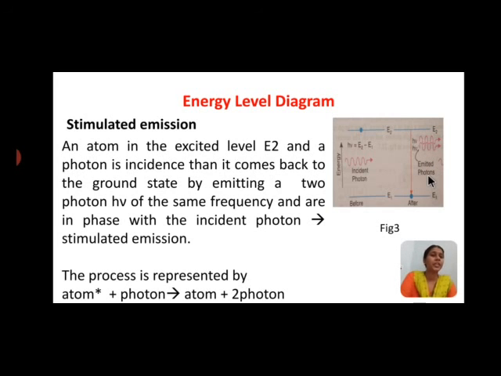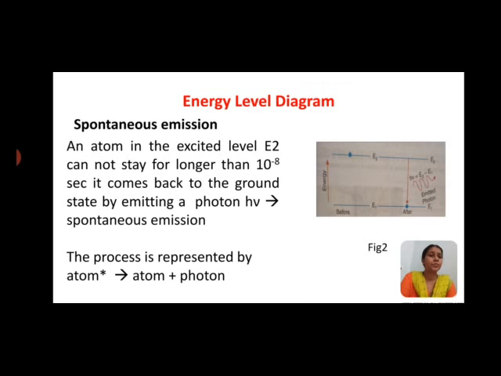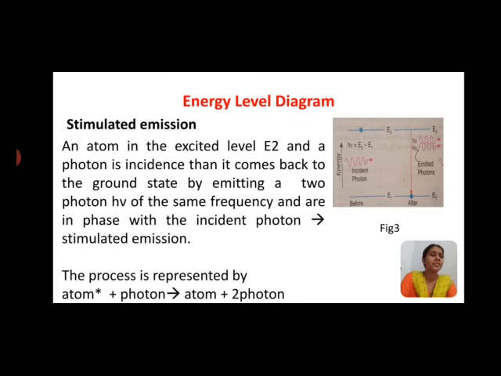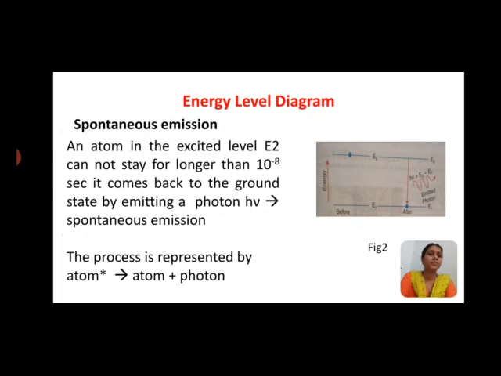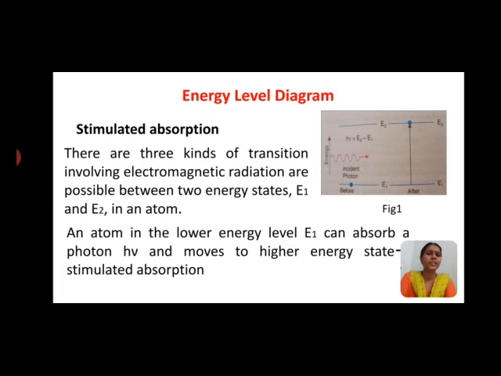So you are stimulating. This is the difference between the stimulated emission and the spontaneous emission. In spontaneous emission, what is happening? Only 1 photon is coming out. In stimulated emission, 2 photons are coming out. If you incident 1 photon, the output will be 2 photons. If you incident 2 photons, the output will be 4 photons. Okay. So this is the difference between spontaneous emission, stimulated emission and stimulated absorption.